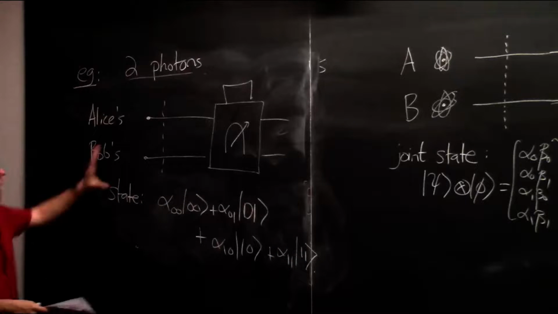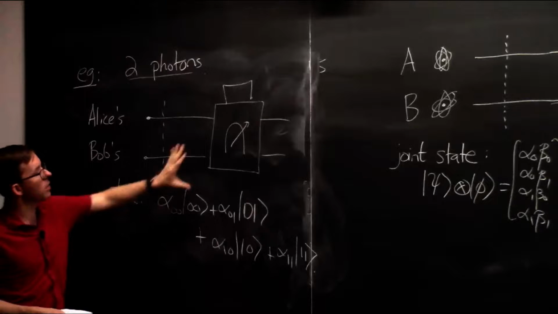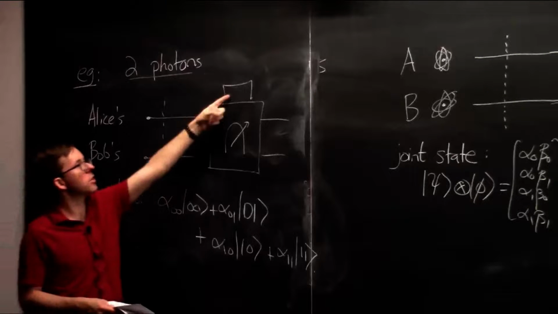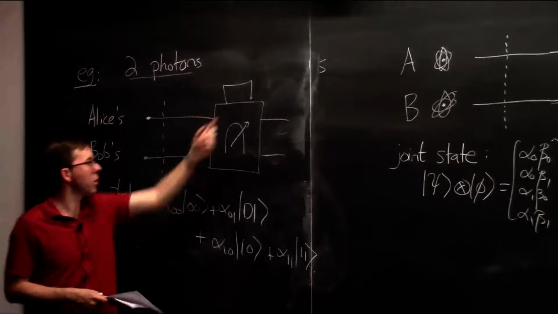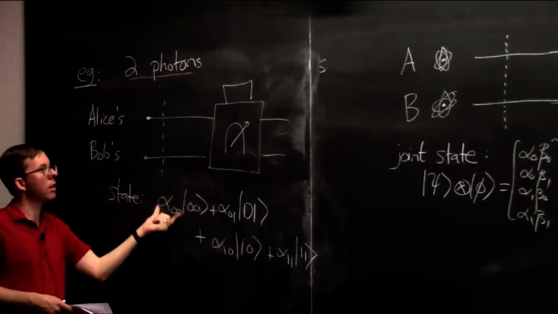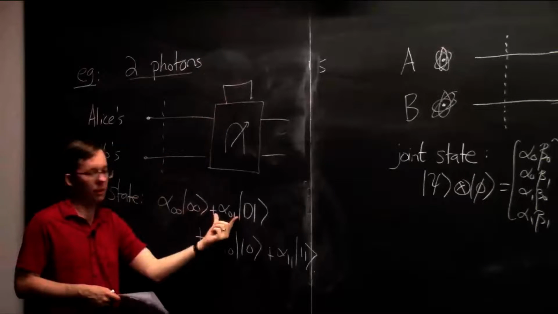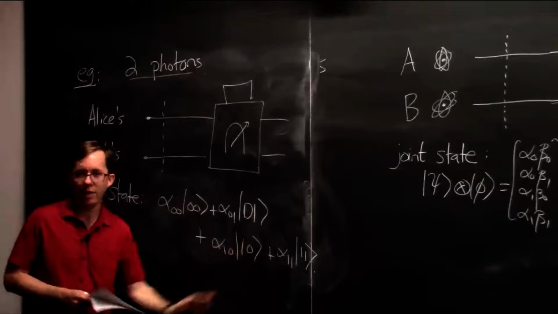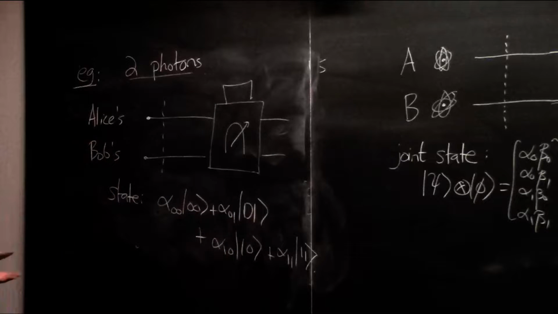Okay, and we know that if you pass the 2 photons in this state through this device, then this readout will say 0, 0 with probability the magnitude of this amplitude squared, and it'll say 0, 1 with probability the magnitude of this amplitude squared, and so forth. Okay, so that's the rule for measuring one system.